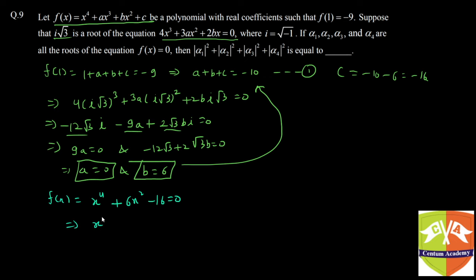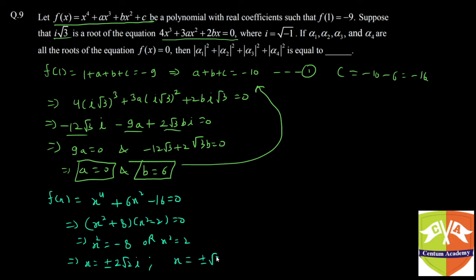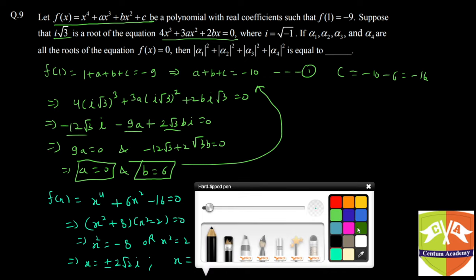If I factorize this, its factors will be (x squared plus 8) times (x squared minus 2) equals 0. So either x squared equals minus 8 or x squared equals 2. This will give me imaginary roots, that is x equals plus minus 2 root 2 iota. And this will give me x equals plus minus root 2. So these are my four roots.